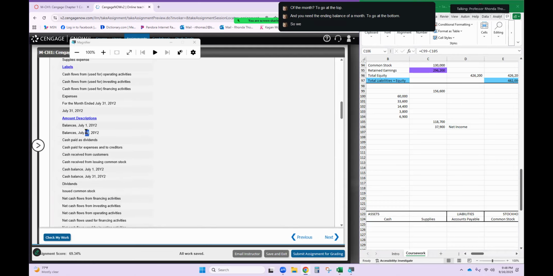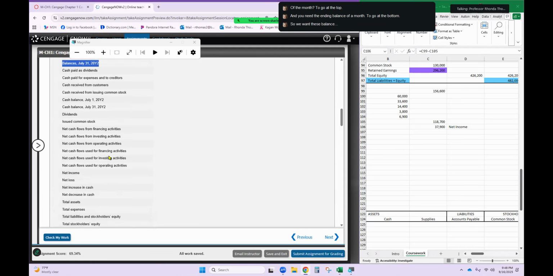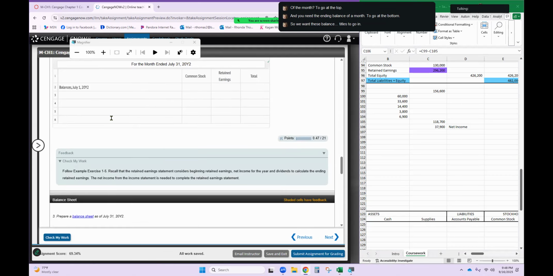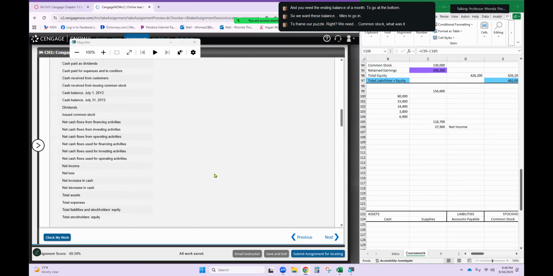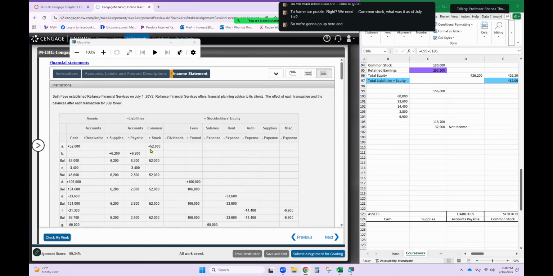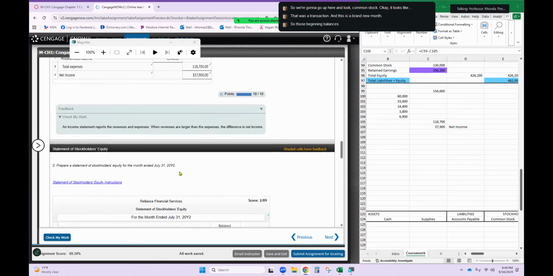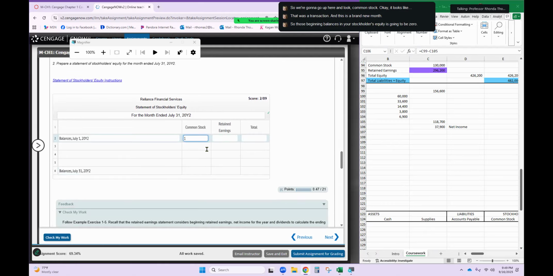So we want these balance titles to go in to frame our puzzle, right? We need common stock. What was it as of July 1st? So we're going to go up here and look. Common stock. Okay. It looks like that was a transaction. And this is a brand new month. So those beginning balances in your stockholders' equity are going to be 0. So 0, 0, 0 across here.